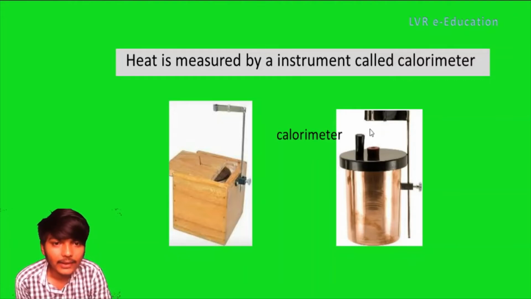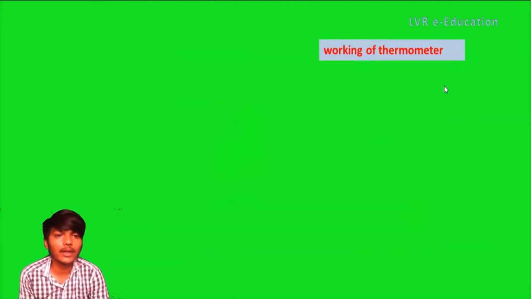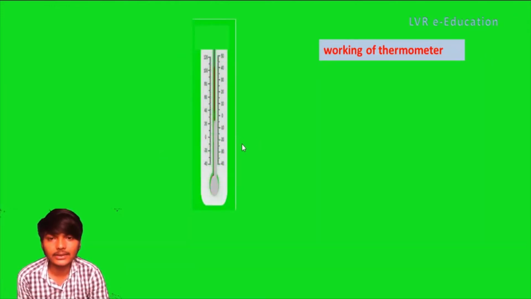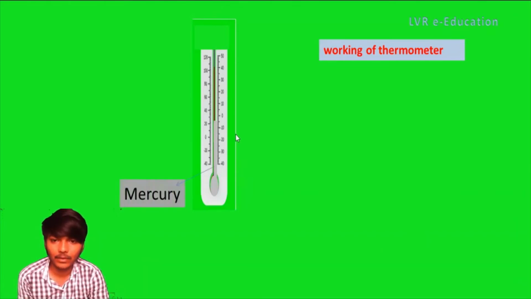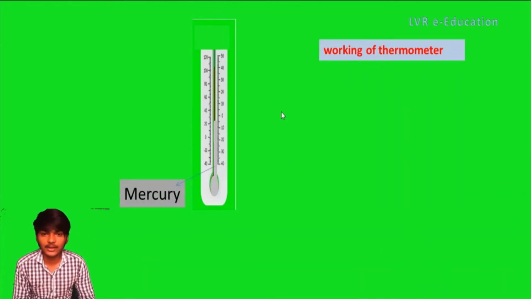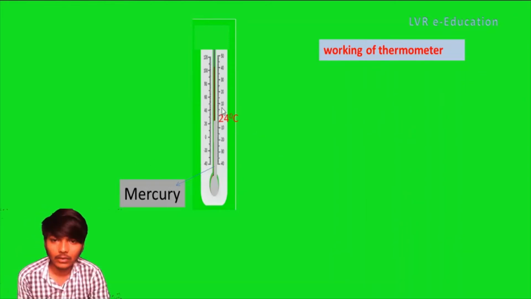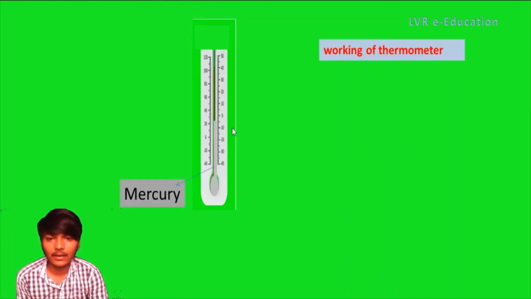So now let's discuss the working of a thermometer. The device that you see on your screen is a thermometer. The liquid inside it is mercury. The reason why it is used in the thermometer is because of its high coefficient of expansion. Now the reading of the thermometer is 24 degrees centigrade. That means it is the temperature of the surroundings.